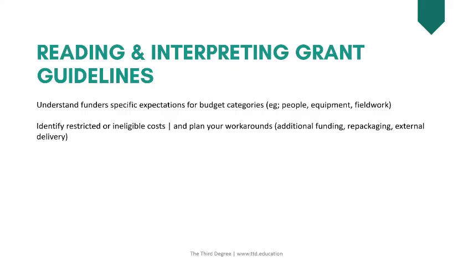So first of all, we need to read and interpret the grant guidelines. And really what we want to do is understand the expectations for this in terms of 3 key areas: people, equipment, and field work. Okay, what do they expect you're spending on people? You can't pay yourself, for example, but you can pay a research assistant. You don't apply for a grant to supplement your salary. You apply for a grant to pay for the research that you're doing. Do you have to buy, rent, or borrow equipment? Is there field work involved, and how will that get paid for?